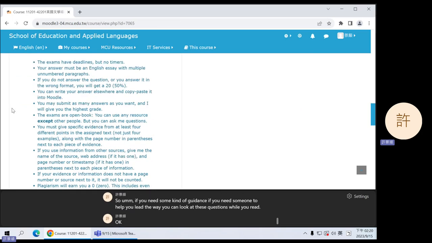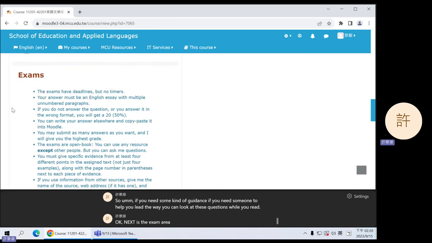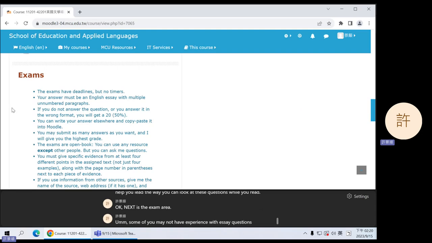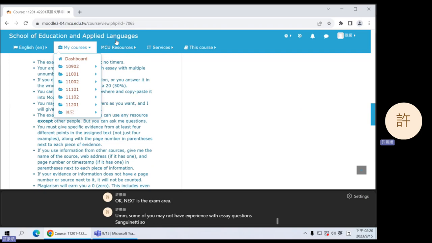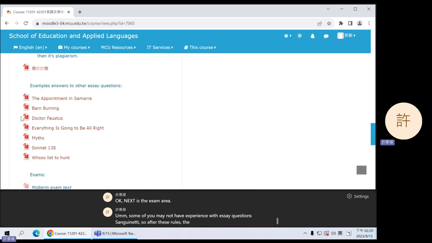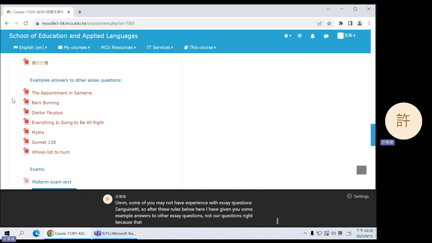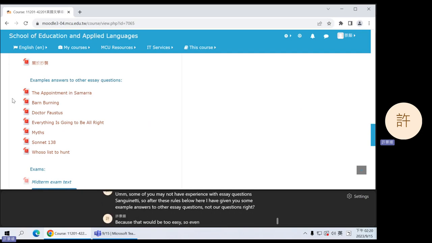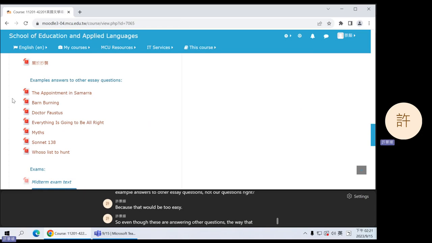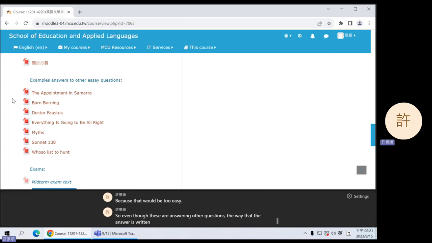Okay, next is the exam area. Some of you may not have experience with essay questions, 申论题. So after these rules, below here, I have given you some example answers to other essay questions, not our questions, right? Because that would be too easy. So even though these are answering other questions, the way that the answer is written, I think is good. It's something that you can learn from.